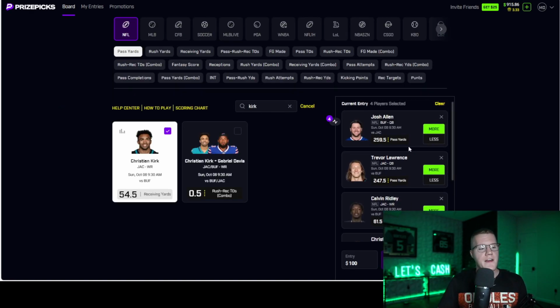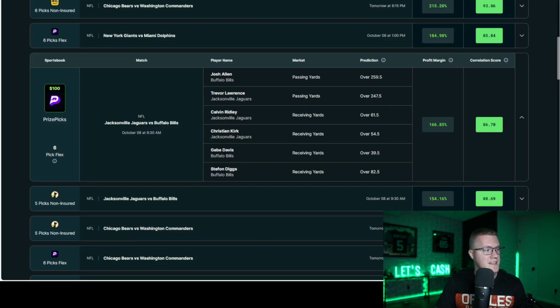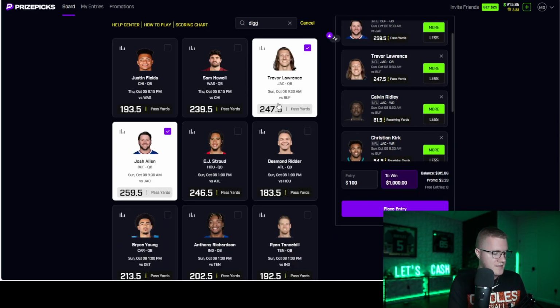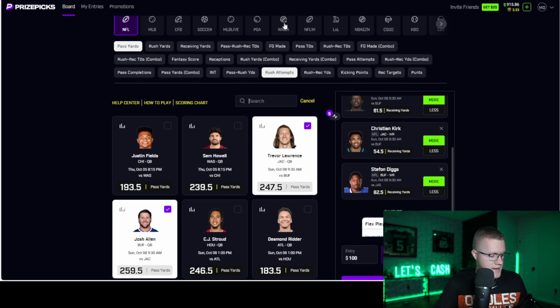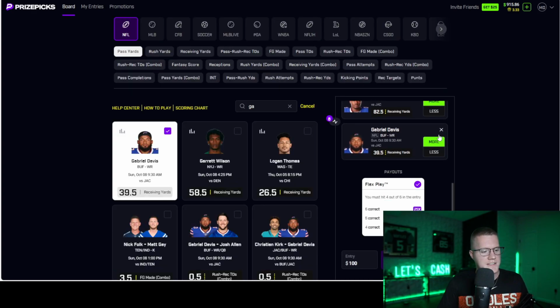You can see that all of these are positively correlated. The better Josh Allen does, the more likely this is going to be a shootout, which means the wide receivers are going to be utilized as well. Trevor Lawrence is also very much positively correlated with his own wide receivers, obviously. Same thing can be said on the flip side with Gabe Davis and Stefon Diggs. So Diggs, we're throwing in there for the over, and then Gabe Davis, over 39.5 receiving yards, and that's going to be a 25x.